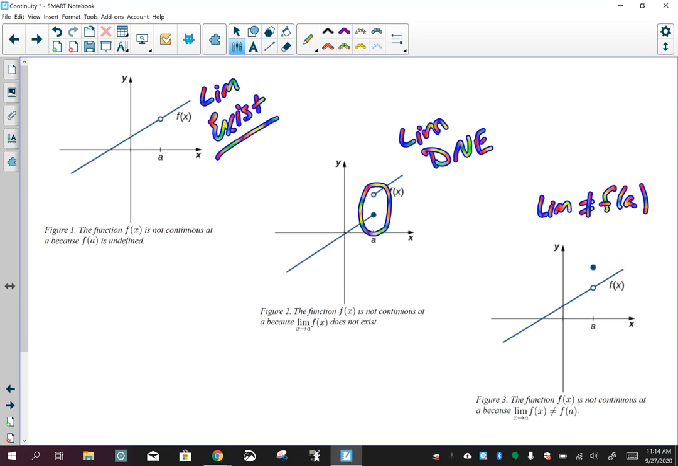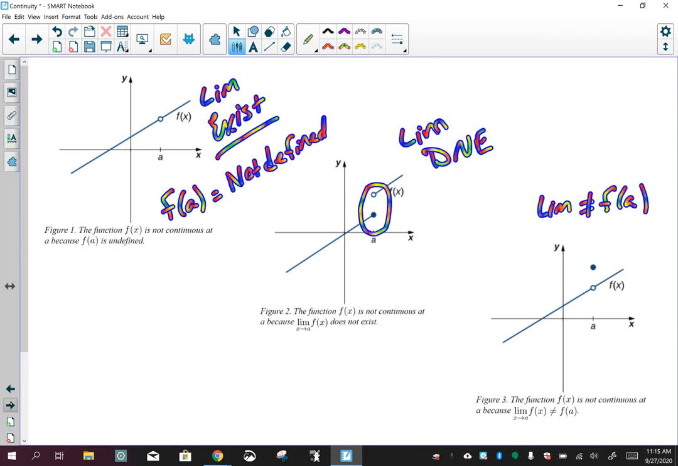So on the first one, my limit exists, but f of a is not defined. On the second one, my limit does not exist because I'm approaching two different values, so therefore I'm not continuous. And on the third one, I do have a limit. I am defined, but neither one of them equal each other, so therefore that's why this graph is not continuous.